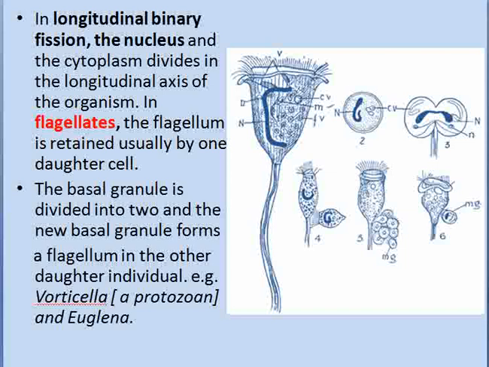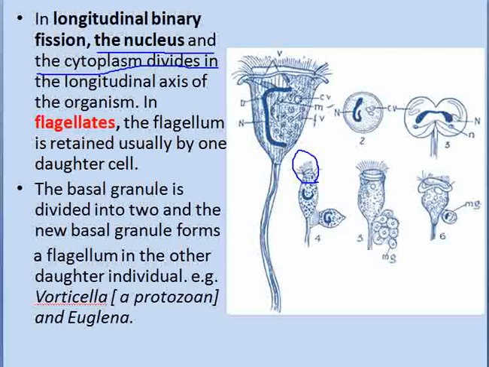So here what is happening? First the nucleus and the cytoplasm divide in the longitudinal axis, in the lengthwise direction. The flagellum will be retained by one daughter cell. One will be having the flagellum, and the other one will be producing it later.